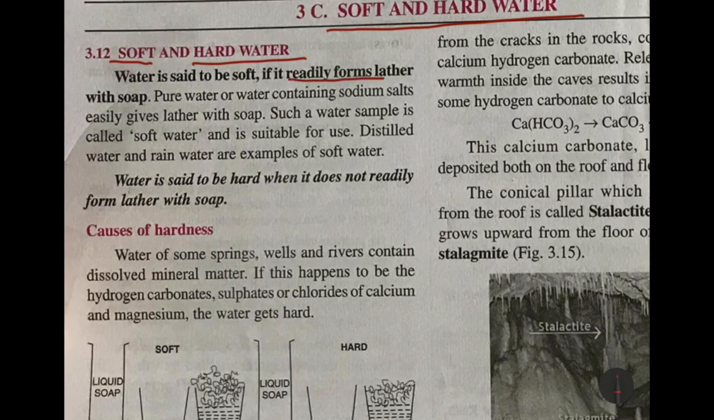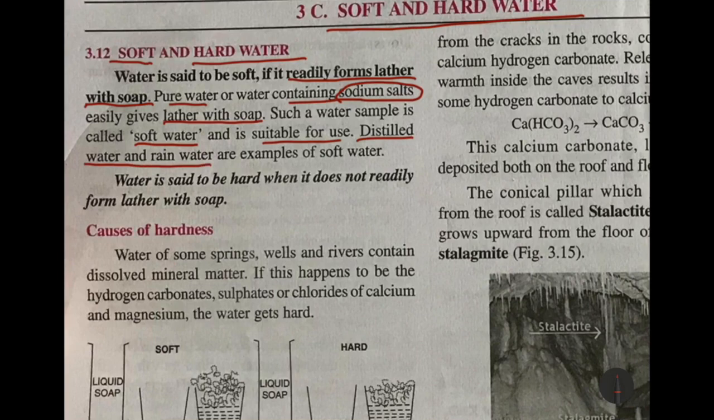If it readily forms lather with soap, when you take soap and use it on your hands and wash, lots of lather will be formed. So what type of water is that? That is soft water. Pure water or water containing sodium salts easily gives lather with soap. Either the water is pure or it contains sodium salt. So this water is known as soft water and is suitable for use. Examples of soft water are distilled water and rainwater.